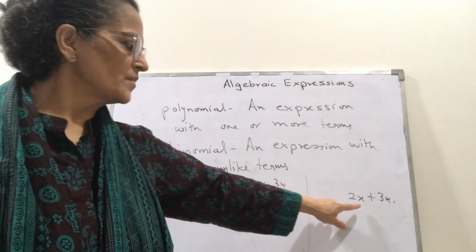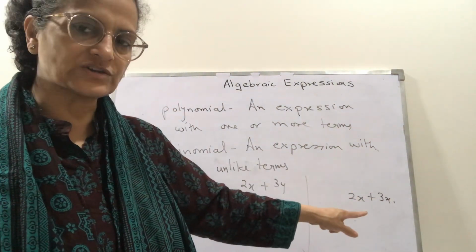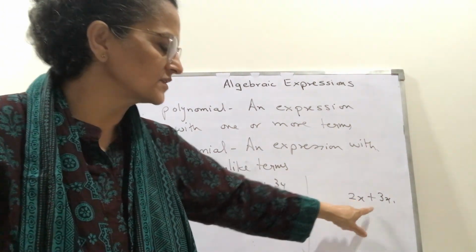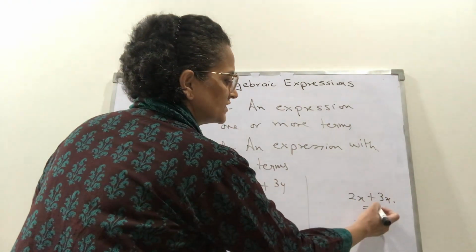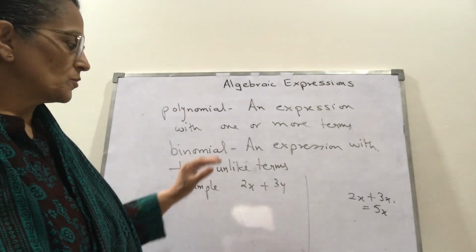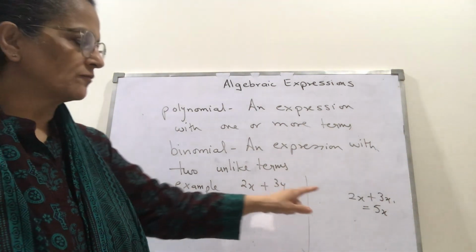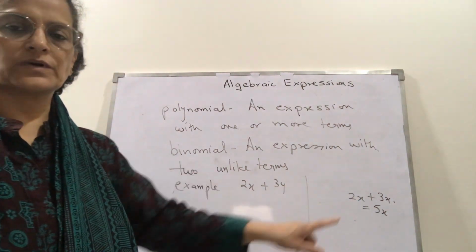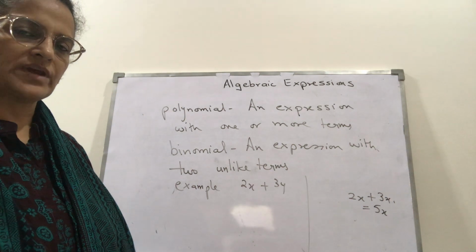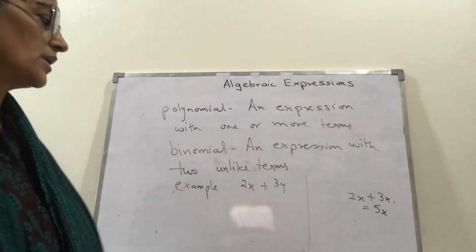And I have told you, if the algebraic factor is same, we can do addition. And if I add this, this becomes 5x. So this will not be a binomial. So before deciding monomial, binomial, trinomial, you have to check if addition is possible. You have to simplify your given expression and then decide binomial, monomial or trinomial.